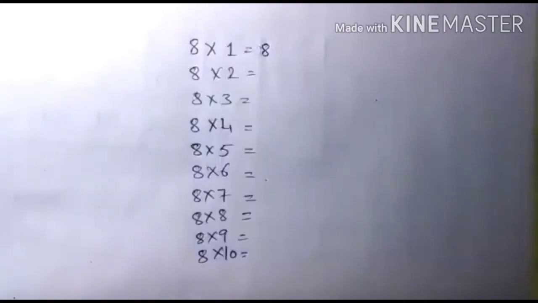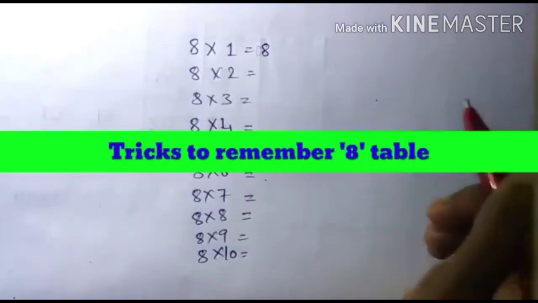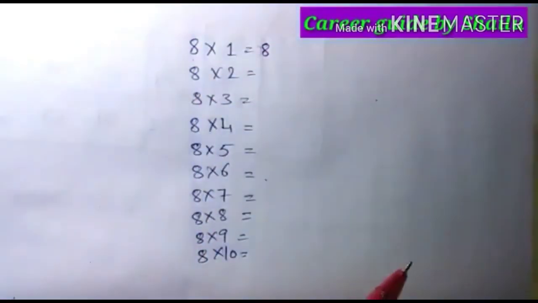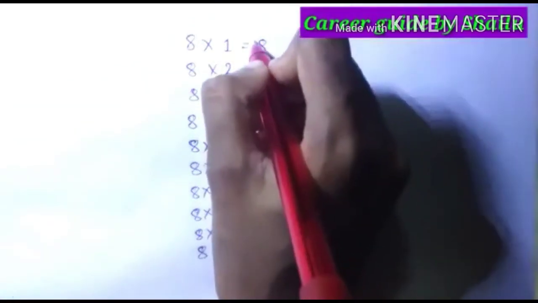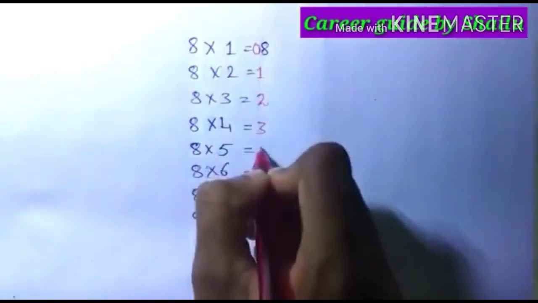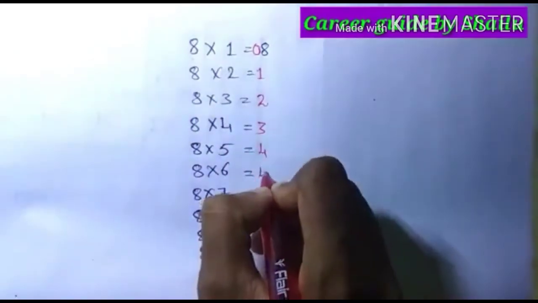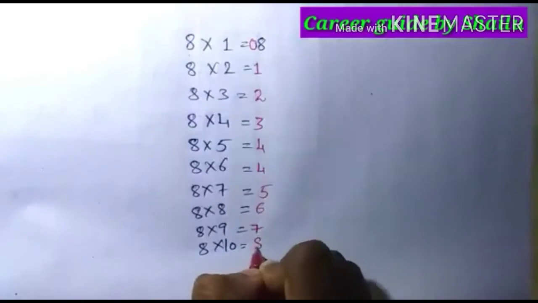Hi everyone, in this video you are going to learn the tricks to remember 8 table. Now 8 ones are 8, 8 twos are, till 10, I have written like this. So now what we have to do is we have to write 0, 1, 2, 3 and 4 and repeat the same 4 once again, 4, 5, 6, 7 and 8.